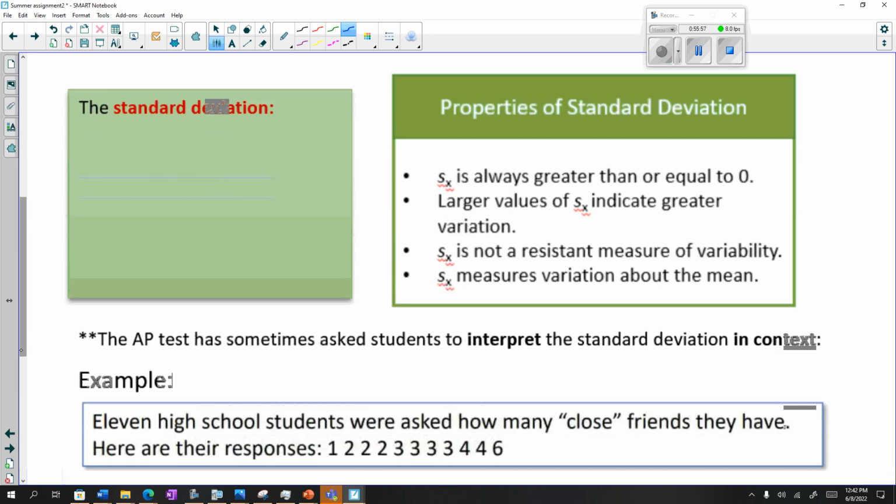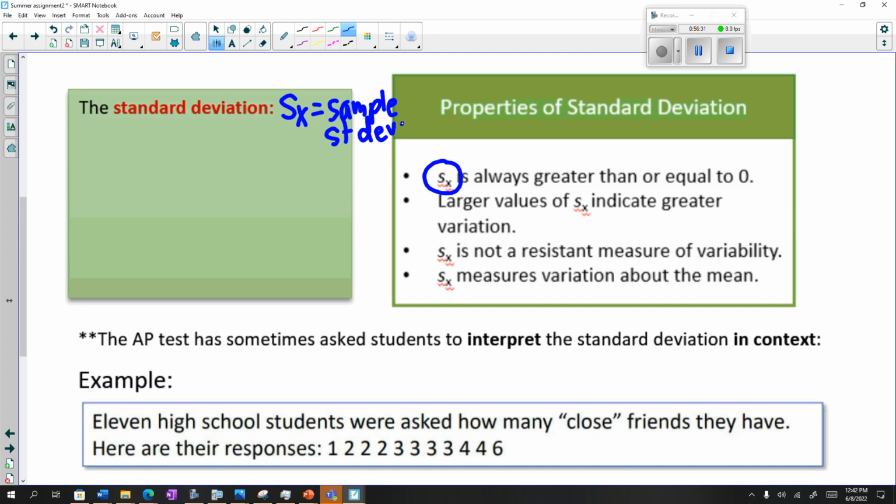Standard deviation. Standard deviation is something that you learn in Algebra 2 and Trig. Standard deviation can be measured with either population standard deviation or sample standard deviation. Over here they're using Sx, which is the sample standard deviation. And basically, what does it measure? Okay, this is actually going to show up maybe in the form of a multiple choice where they ask you to interpret standard deviation in the context of the question.